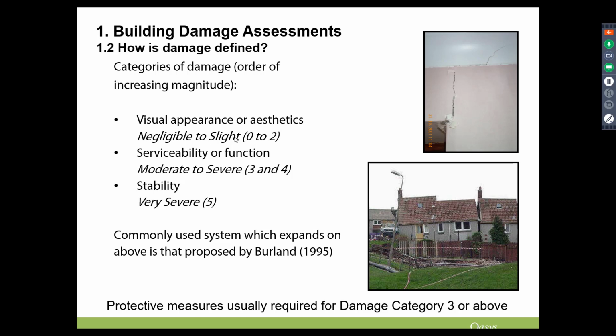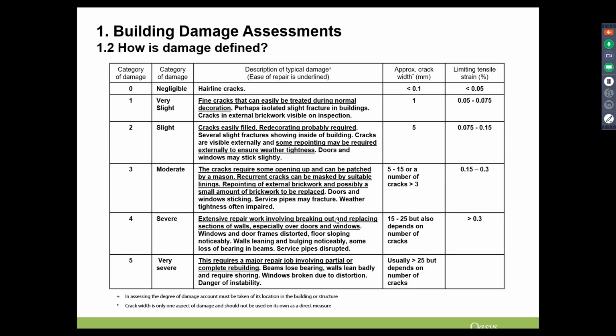So negligible to slight, so 0 to 2 as categories of damage, affect the visual appearance and aesthetics. Moderate to severe is serviceability or function, and very severe affects stability. So this gives you an idea of the categories of damage. Protective measures are usually required from damage category 3 or above, and that's where you start doing more advanced analysis, both in XDisp and then possibly even 3D FE analysis.